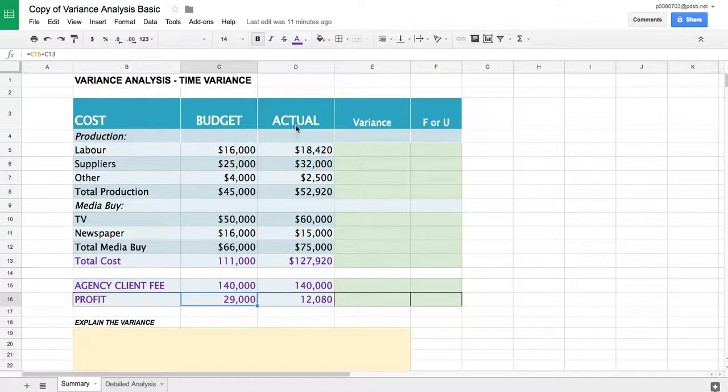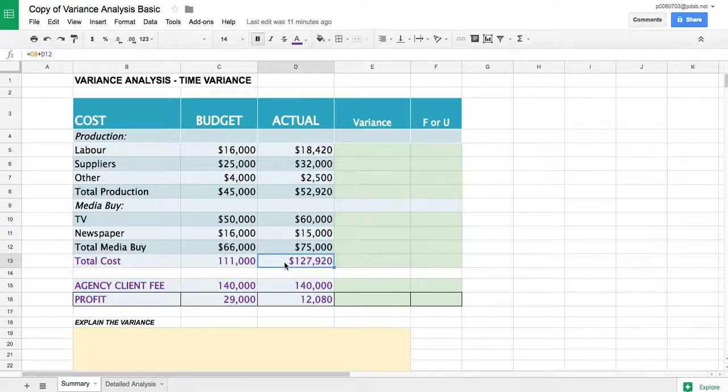And in this case, once it's all said and done, we actually then know what our actual numbers are. So in this case, instead of $45,000, it actually cost us $52,920. And down on our media buy, we estimated TV was going to cost us $50,000. TV actually cost us $60,000, and so on and so forth. So as an agency, the higher our actual cost compared to our budget, that's not a good thing, because you can see here, our total costs were higher than our budget.